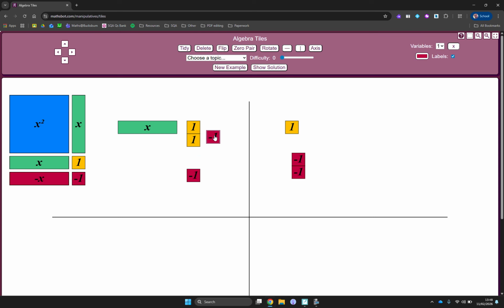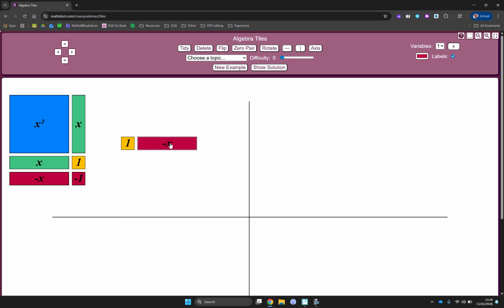Next stage would be tidying up your 0 pairs. This is why I like this website, because when I drop a -1 on top of a +1, the 0 pair quite literally disappears. I've tidied up on the other side. Now we can see here that x equals -1. My second one, that was 1 minus x equals 3. So I think of that as 1 add -x equals 3.